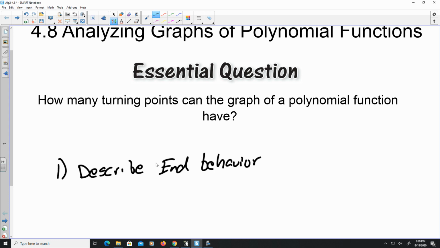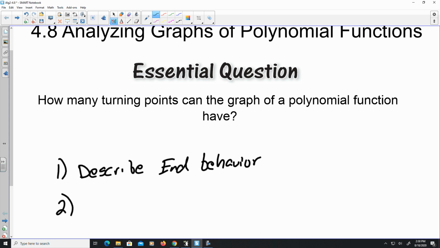So basically what you're looking for is, is your lead degree odd or even? Is your lead coefficient positive or negative? Whatever that may be, I would certainly reference those notes to help you out and then kind of go from there.